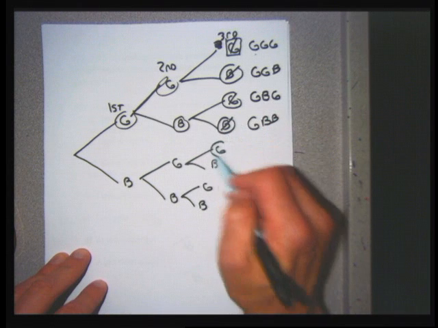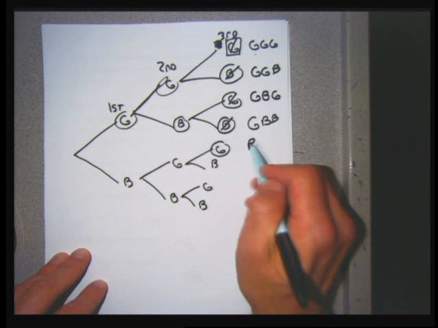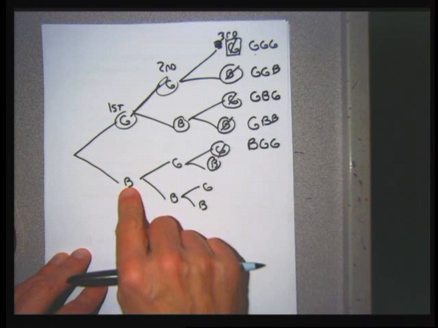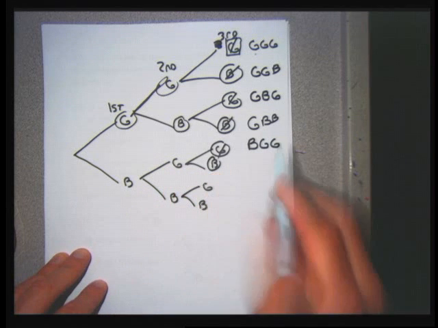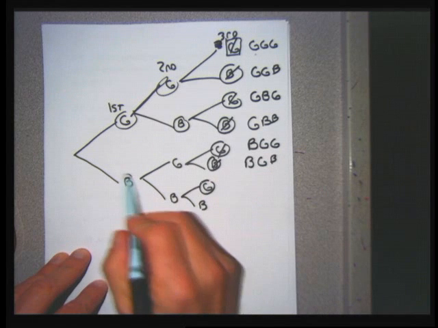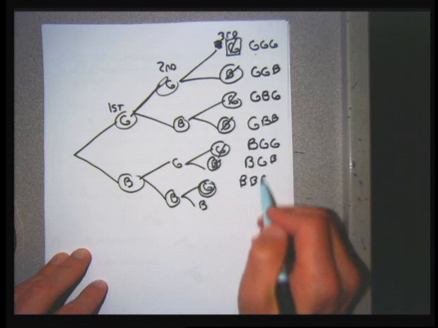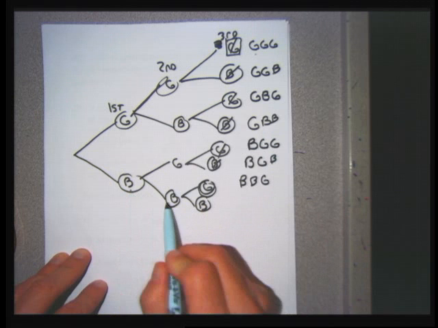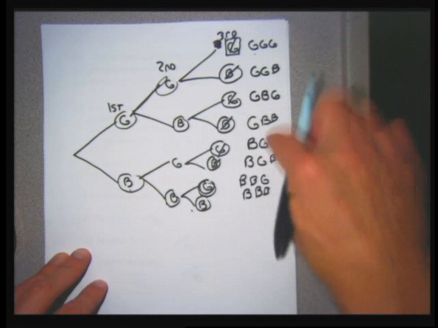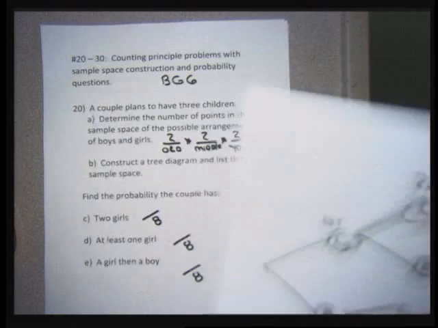Done with it. This G represents boy first, girl second, girl third. This B right here represents boy first, girl second, boy third. This G right here represents boy first, boy second, girl third. And this B right here is boy first, boy second, boy third. If you count, there's going to be 1, 2, 3, 4, 5, 6, 7, 8 items that make up the sample space. I'm going to go ahead and write the sample space right on this sheet right here.